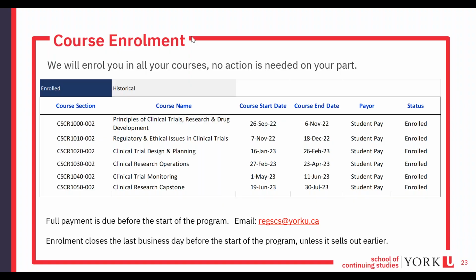Okay, now in terms of course enrollment, once you register for the program, we will enroll you in all of your courses, so there is no further action needed on your part. Full payment is due before the start of the program. If you have any questions or there are any issues with regards to making that payment, you can email the registration department at regscs@yorku.ca. Important to note that enrollment closes the last business day before the start of the program. However, if it sells out earlier, it will come off the website.